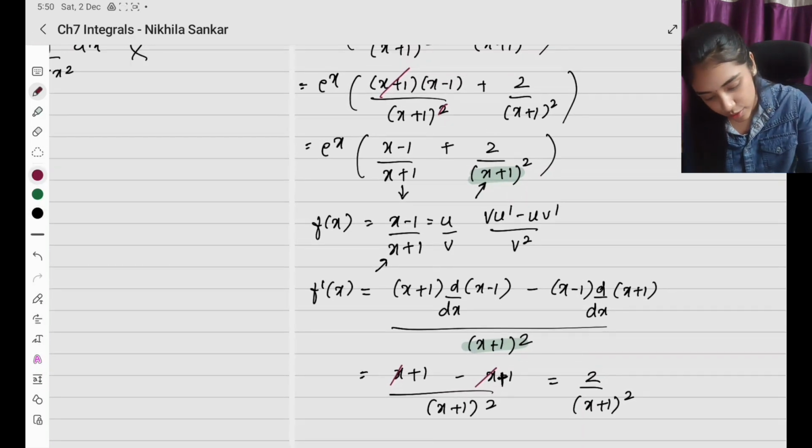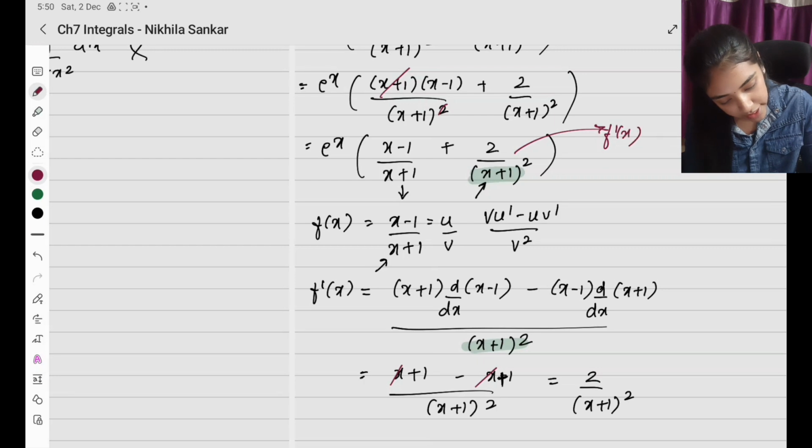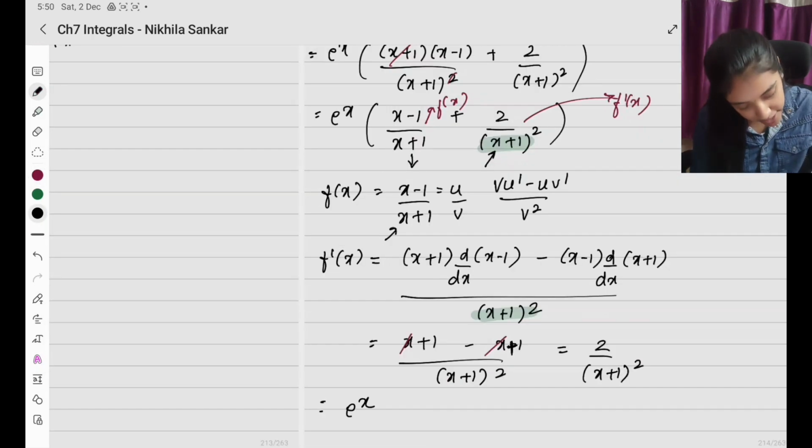So this is going to be my f dash of x, and this is my f of x. So my final answer is going to be e to the x times f of x, which is (x − 1) divided by (x + 1), plus c.